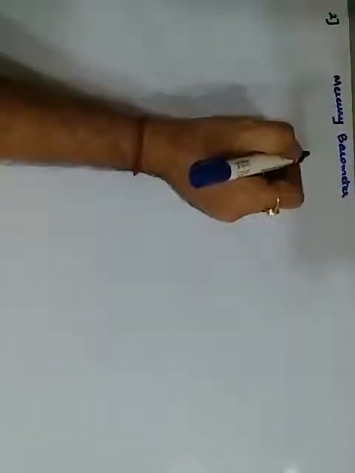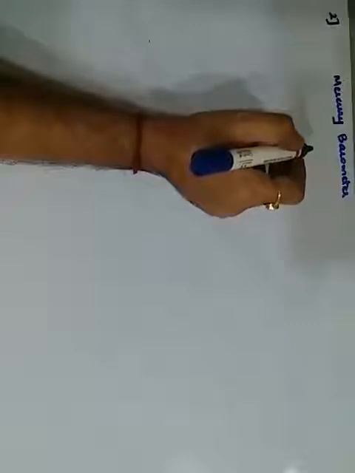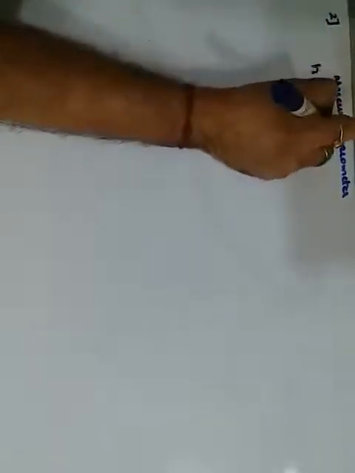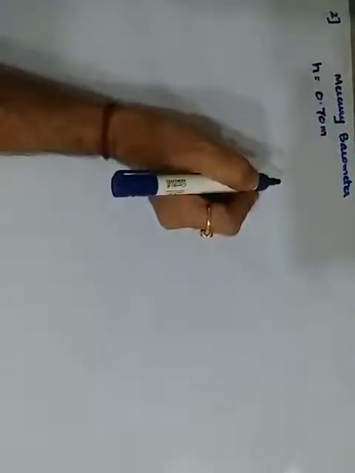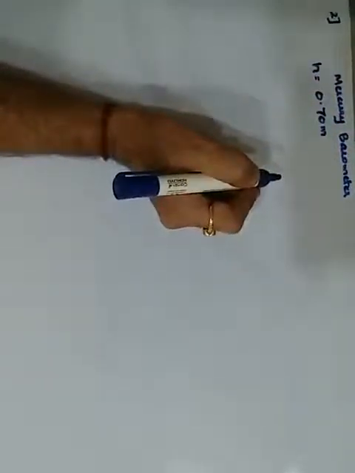Mercury barometer means the tube contains mercury inside it. It records a pressure of 0.70 meter, that is, the height is 0.70 meters of mercury. What would be the height of the water column if, instead of mercury in the barometer, we use water in the barometer? How much will the height be that we are supposed to find?